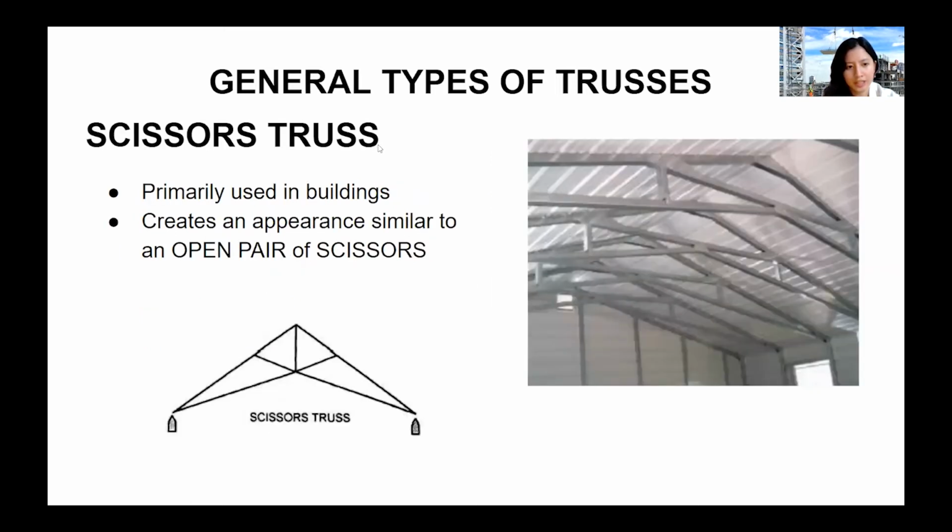Scissors truss is primarily used in buildings, and of course it has a similar appearance to an open pair of scissors. Scissors trusses are used almost entirely in building construction to support a pitched roof, where a sloping or raised ceiling surface is desired.